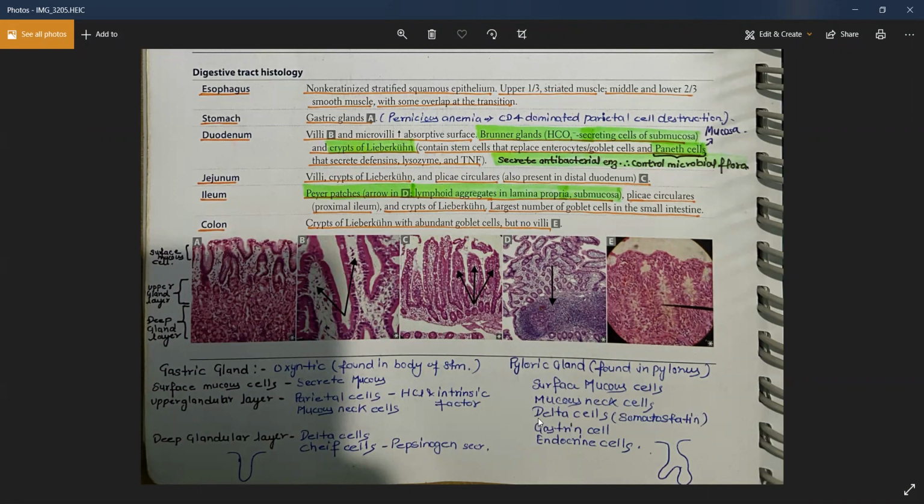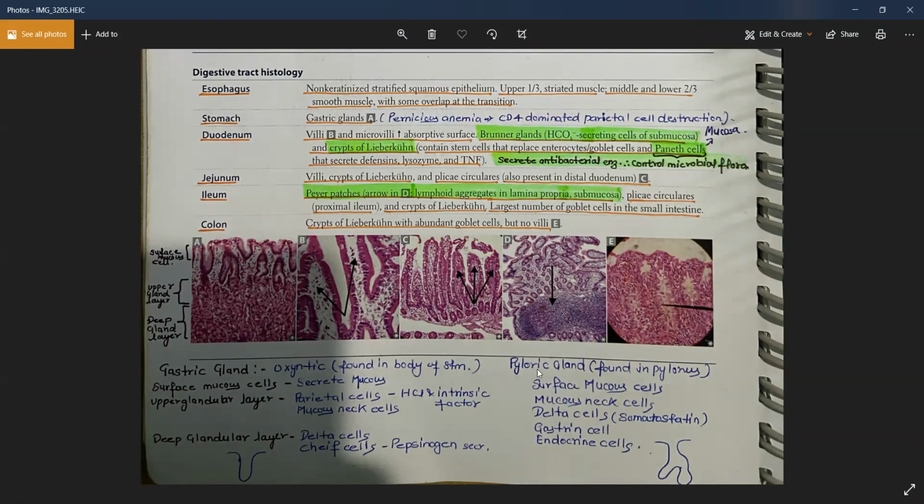Okay, similar delta cells you also have in the pancreas, right? And the same delta cells are also in the pyloric glands for the somatostatin. Because you know that the antrum, or the pyloric part, is the location for the synthesis of gastrin, you will also have the gastrin secreting cells in the pyloric glands, and you have some endocrine cells also.